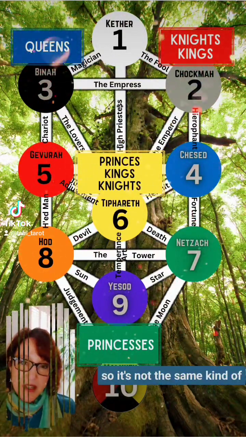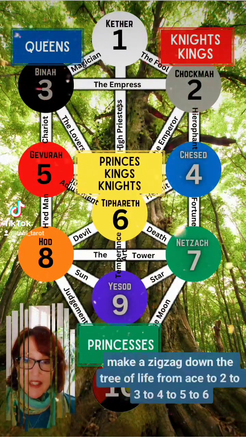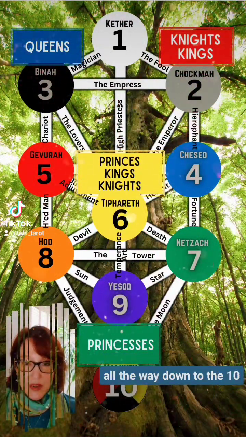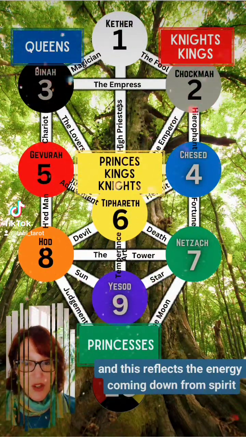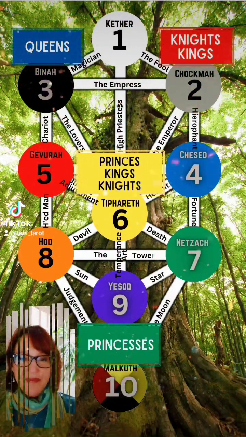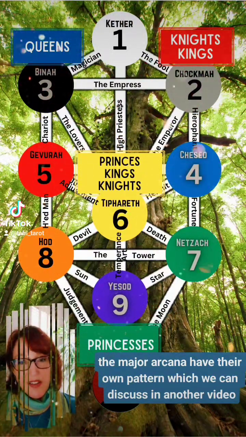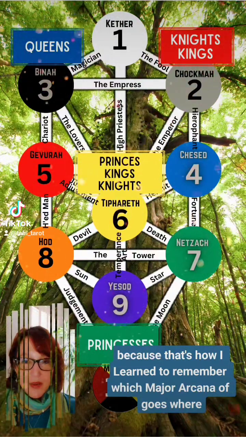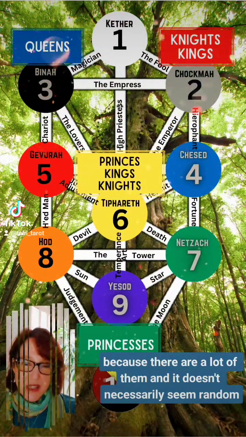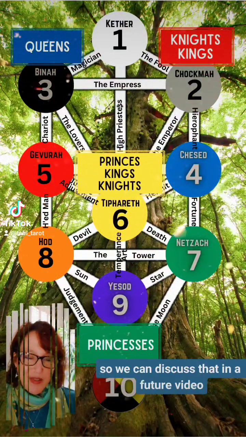So it's not the same kind of path as the Sephiroth. The Sephiroth make a zigzag down the Tree of Life from Ace to 2 to 3 to 4 to 5 to 6, all the way down to the 10. This reflects the energy coming down from Spirit. It's called divine lightning, because it looks like a lightning bolt. But the major arcana don't do that. The major arcana have their own pattern, which we can discuss in another video, because that's how I learned to remember which major arcana goes where, because there are a lot of them. It doesn't necessarily seem random, but until you see the pattern... when you see the pattern, you're set. So we can discuss that in a future video.